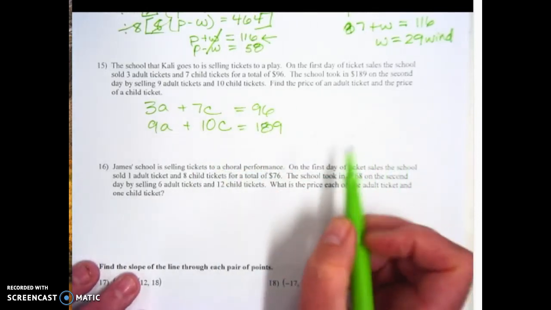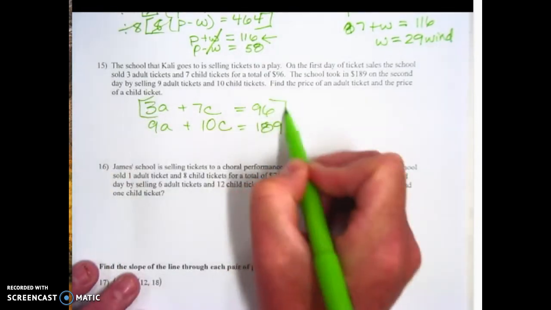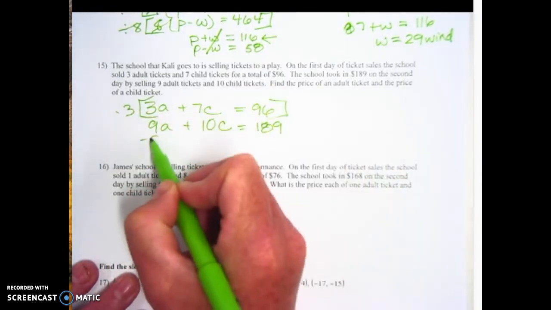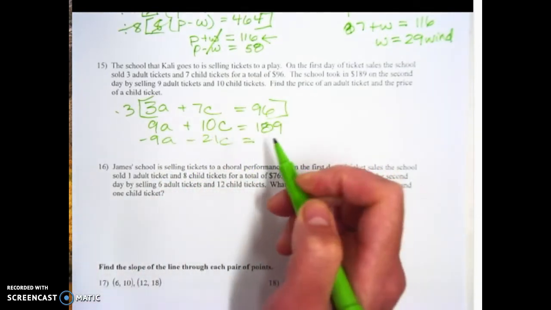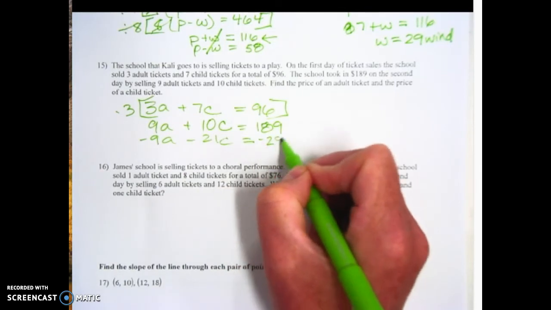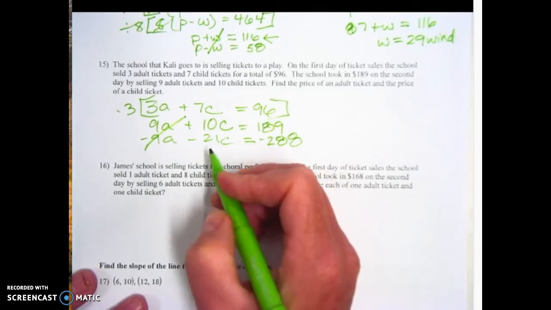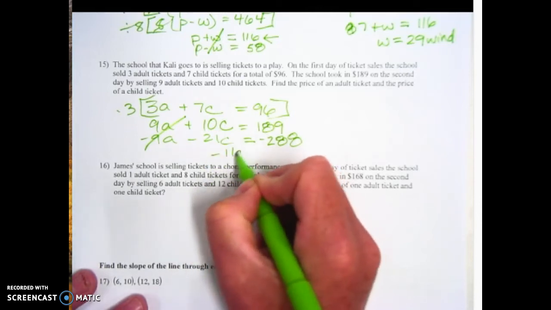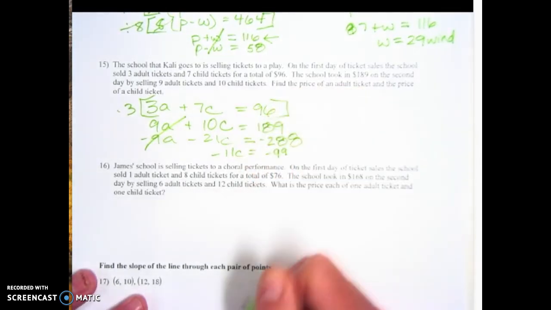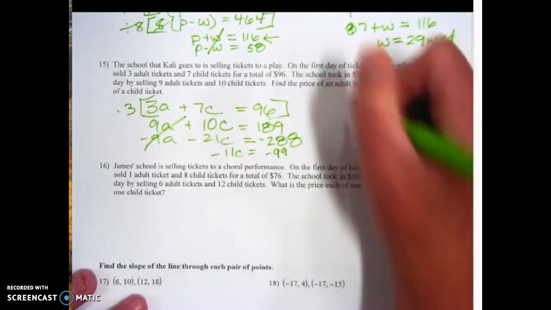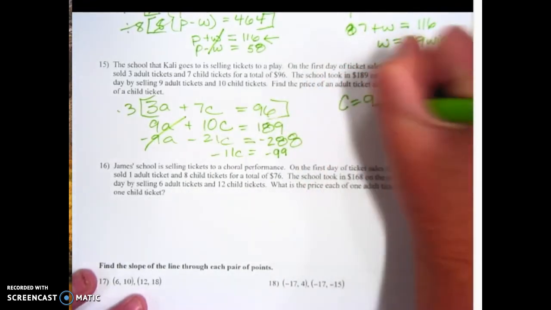So you look for opposites, don't see them, but simply can get them by multiplying this first equation by -3, which gets us -9a minus 21c equal to, calculator, -288. These are opposites, they cancel. 10c minus 21c is -11c. 189 minus 288 is -99. So when you divide both sides by -11, you get child ticket of $9.